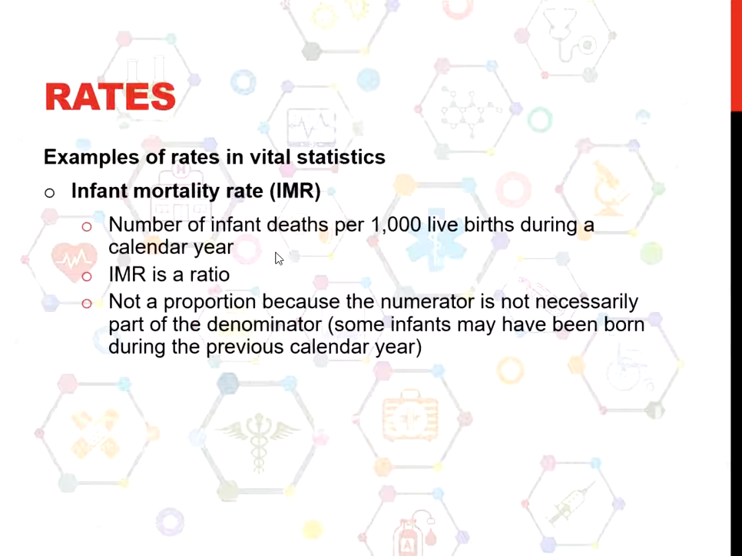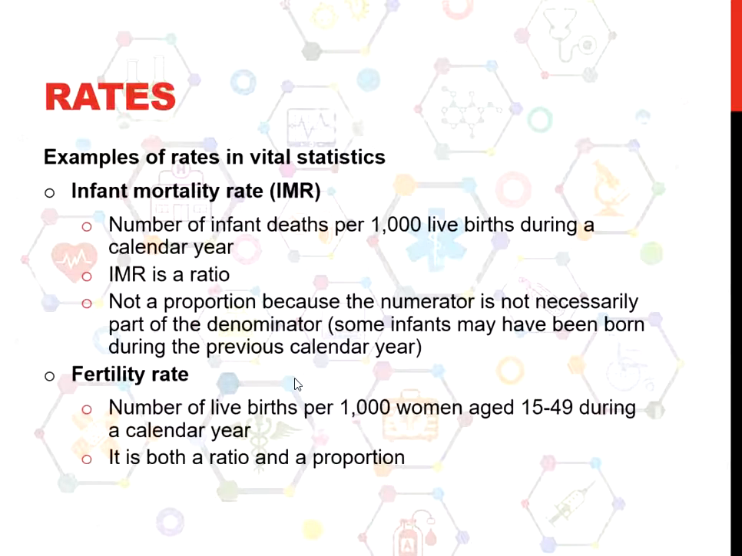So IMR, infant mortality rate, is not a proportion because the numerator is not necessarily part of the denominator. Some infants may have been born during the previous calendar year. So iba yung ating totality. Kaya hindi siya kasama sa proportion. Yung proportion kasi, doon mo din binawas mismo yung kasama. So kaya A plus B yung ating denominator.